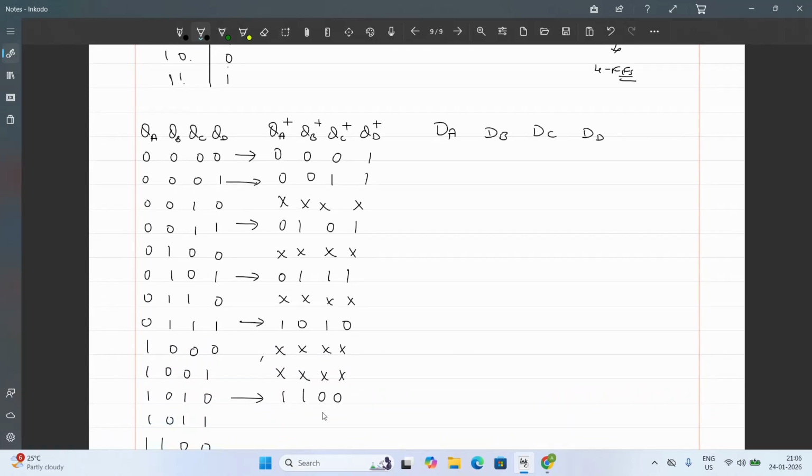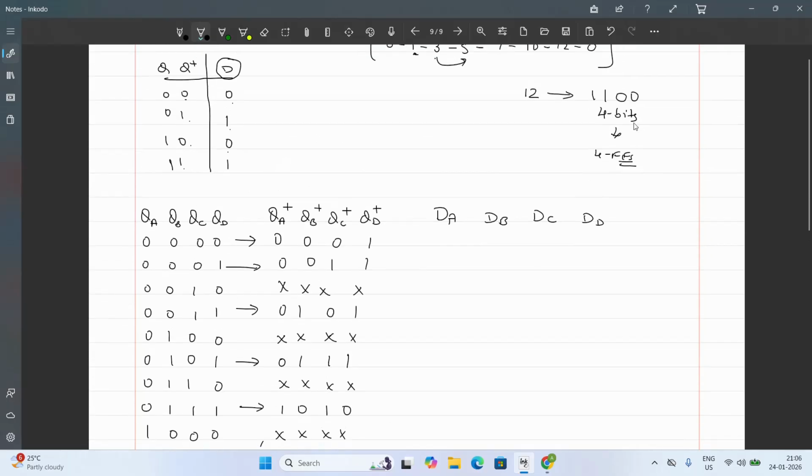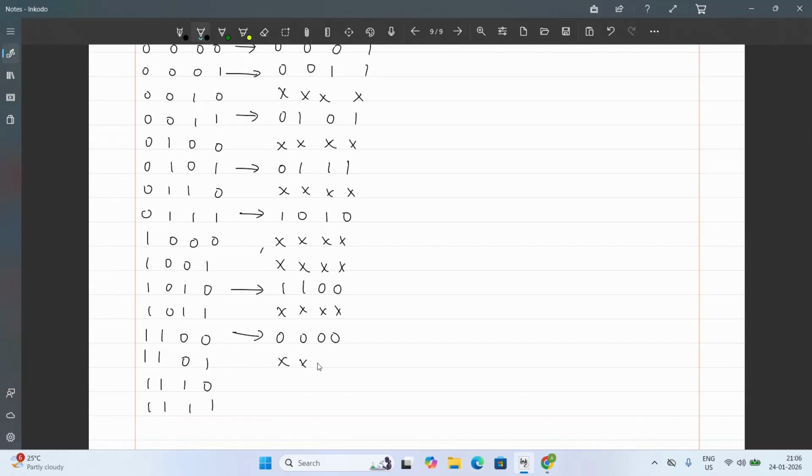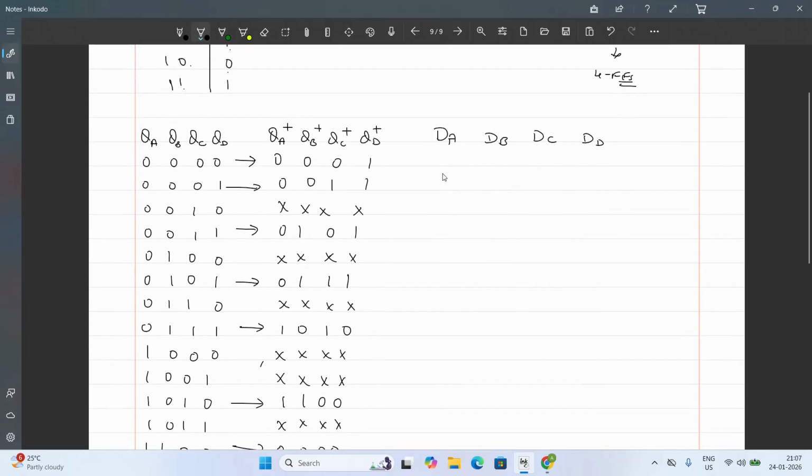12 is 1, 1, 0, 0. 11 is not there in the question. 12 is there, but after 12, you are going back to the initial value 0. 13, 14, 15 are not there in the question. Okay. So I hope you have understood now how to write this table. It is very clear now.